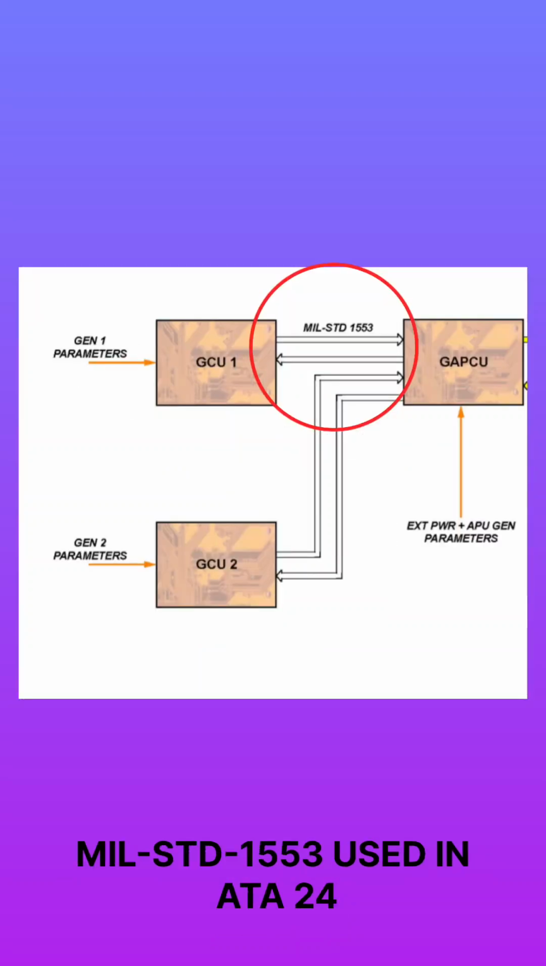If we talk about the next data bus, that is the MIL-STD-1553 bus, which is used in ATA 24, the electrical system. There is a generator control unit, and a ground and auxiliary power control unit, GAPCU. The GAPCU transmits commands and data to the generator control unit and receives data from it. So this communication is made via the 1553 bus.